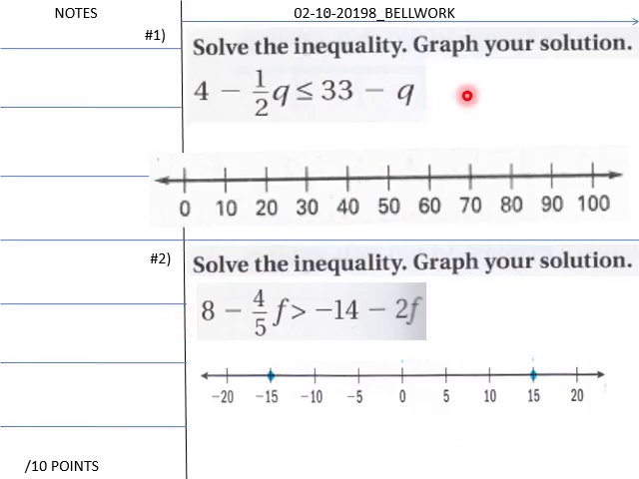Teachers, here is your bell work. Solve an inequality and graph it. Give your students about 6 minutes to do this bell work.